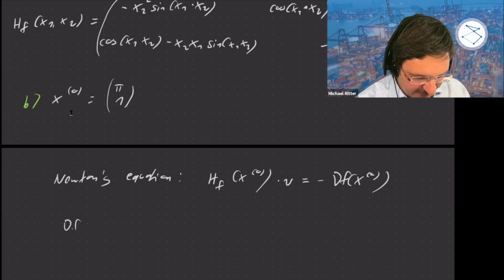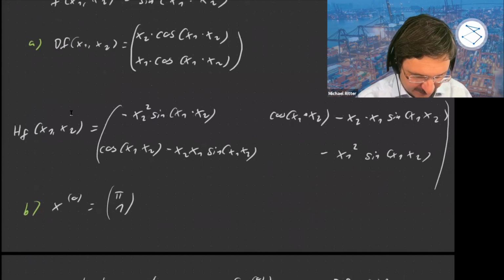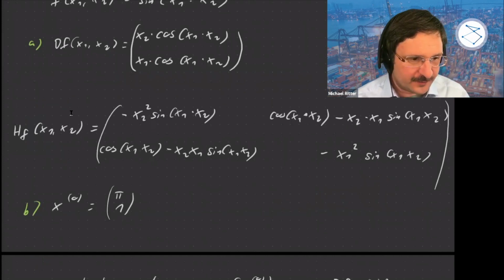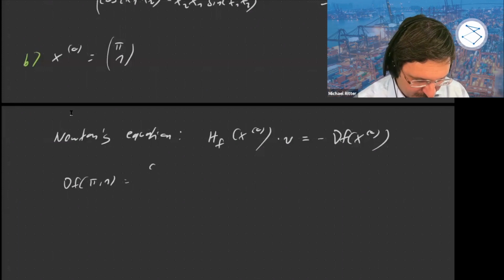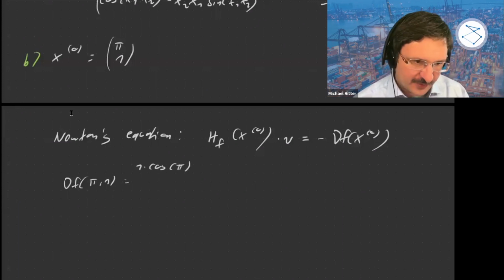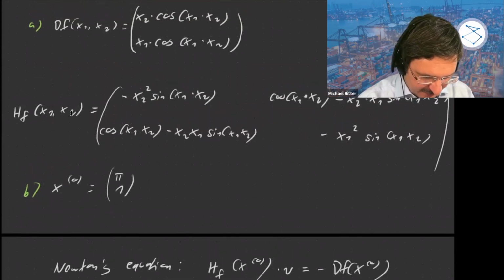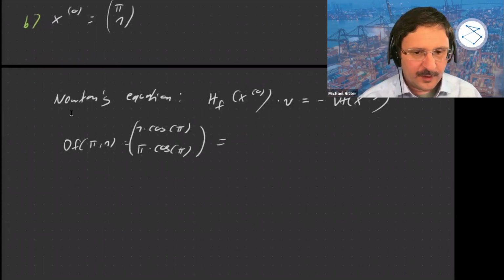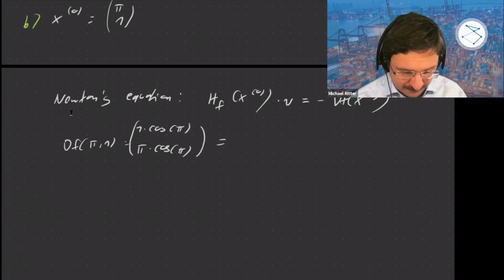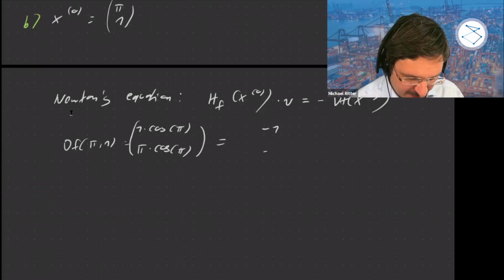So in particular, here we have the gradient at pi and 1. Let's have a look at that gradient here, up here. So x1 is pi, x2 is 1. So we get x1 times x2, that's simply pi. So what we get is the cosine of pi, or 1 times the cosine of pi to be more precise, and pi times the cosine of pi. Cosine of pi is -1. So that's a -1 here and a minus pi here.